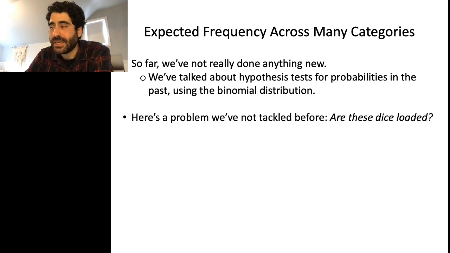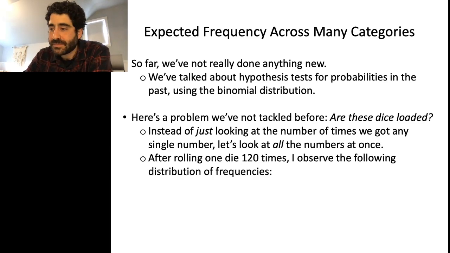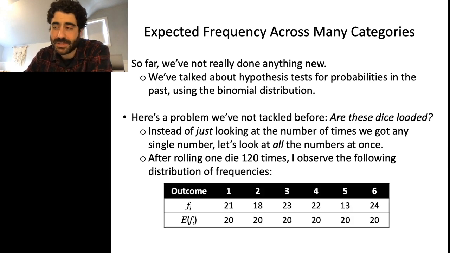So for example, let's imagine that we're looking at a die that has 6 different sides on it. Instead of just looking at the number of times that a 1 comes up or a 2 comes up, we're going to look at all of the outcomes at the same time. We're not just going to say, is this a 1 or not? We're going to ask how many 1s, how many 2s, how many 3s, and so on. In our particular sample, we can count up how many of each of these outcomes there are. There are 6 possible outcomes here.